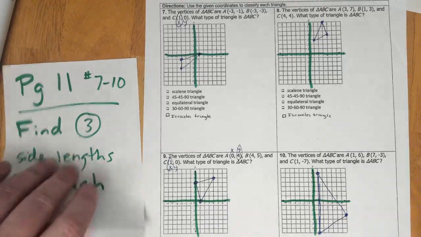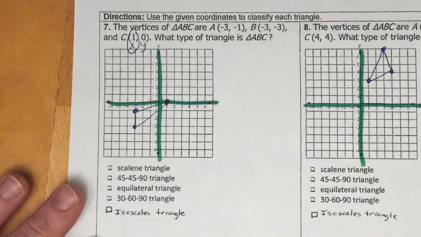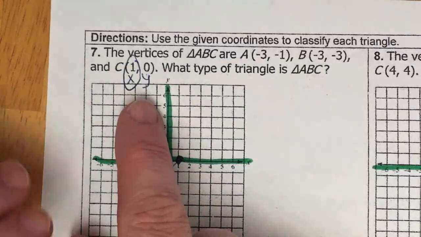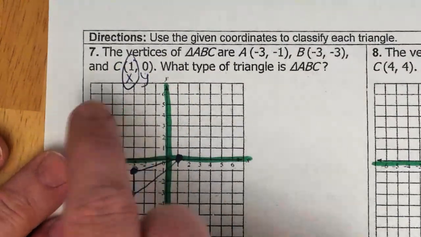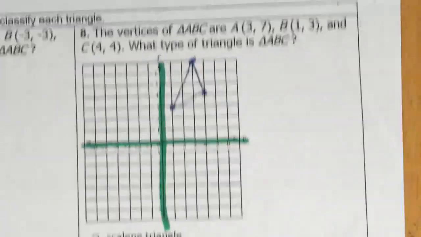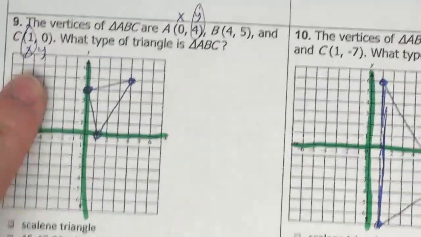Okay, in addition to that, let's zoom in for a second. Now on number 7, you see where it has 1, 0? Every time you have a 0 with the coordinate, I want you to write x or y either above or below it. And I did that for all of these. Anytime I have, see that?